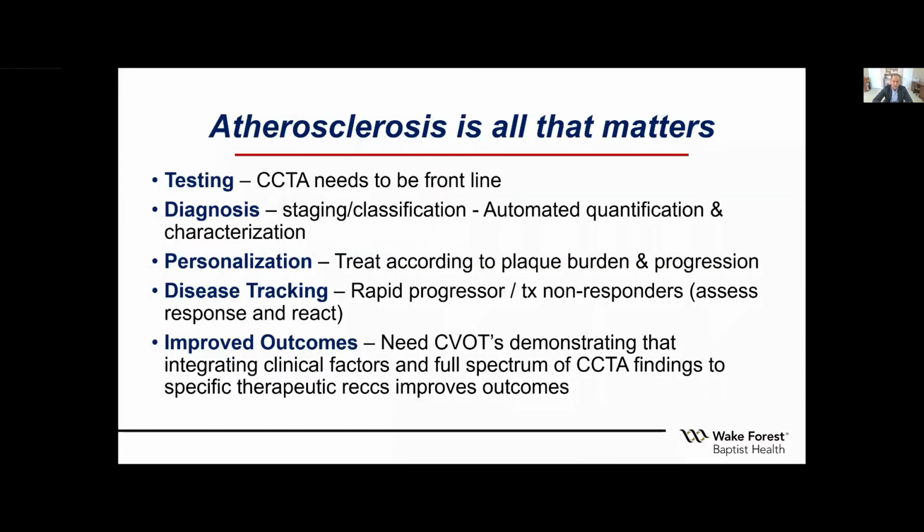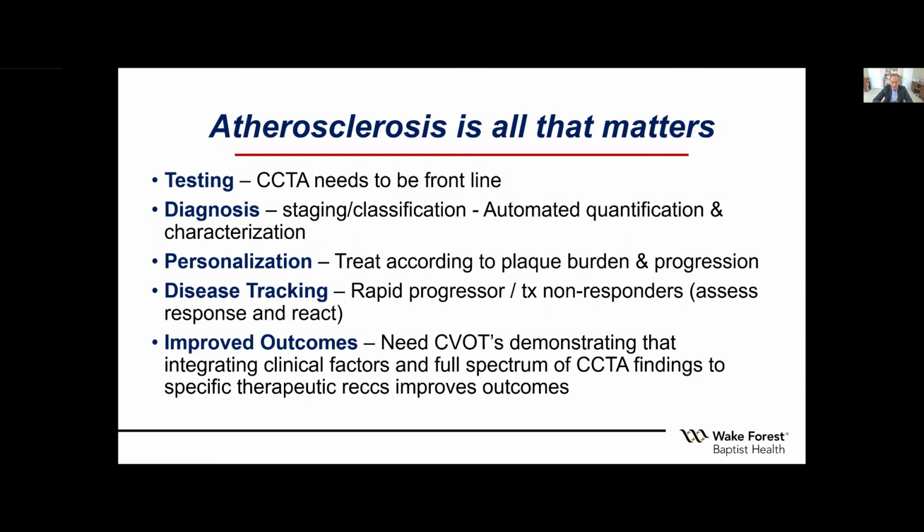So to conclude, I really do believe that atherosclerosis is all that matters. And CTA really needs to be the front line, not only for detection, but also for coming up with our prevention plans. Diagnosis by CTA allows staging and classification. This can be automatically quantified with algorithms, and plaque can be characterized. And then based on what is found, we can personalize treatment according to plaque burden and progression.